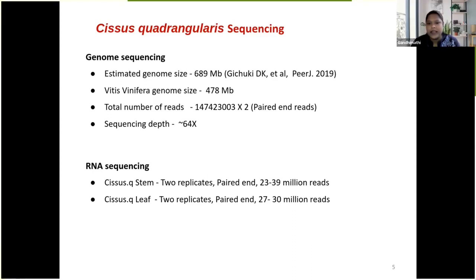As Atul mentioned, what is paired end and mate pair? Here for the genome, we have sequenced paired-end data. Recently, in 2019, a paper estimated the haploid genome size at around 689 MB. With that calculation, I think we had 64x sequencing coverage.